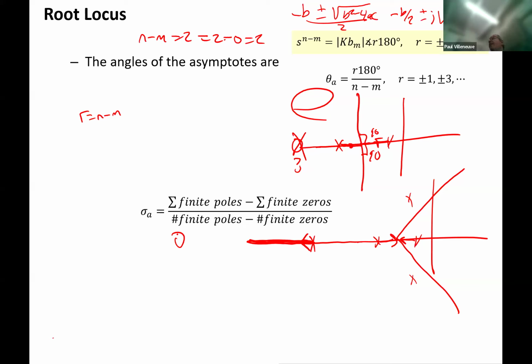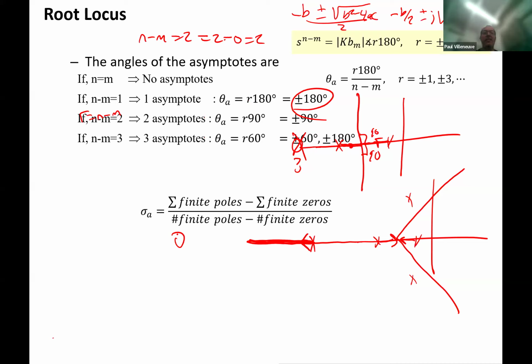Our s is infinite at zero. All right. So that's why we got 60, and plus or minus 180. The 60 means I'm going over in this direction, someplace over here. And the plus or minus 180 means I approach infinity as k approaches infinity.